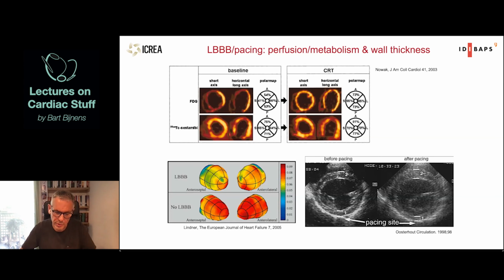Now, what is also important is when we look, for example, at metabolism, and we use, for example, nuclear medicine in order to measure metabolism and perfusion. If we have a patient with a left bundle branch block, we see that the septum actually has a very, very low metabolism. So the use of glucose, which is measured by FDG in PET, the whole of the septum actually seems to have reduced metabolism.